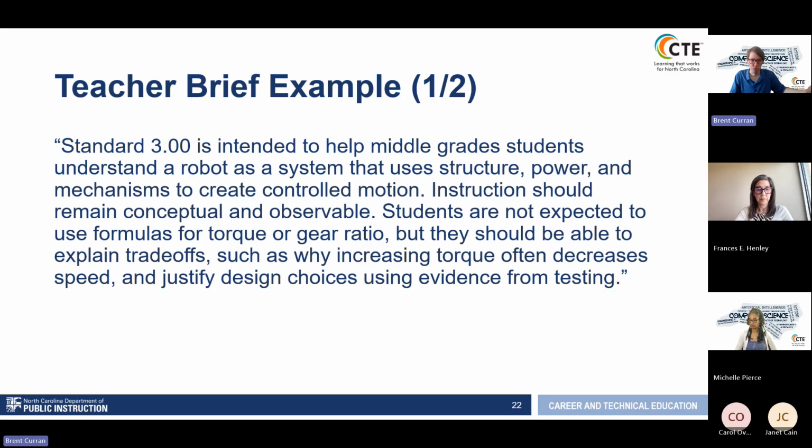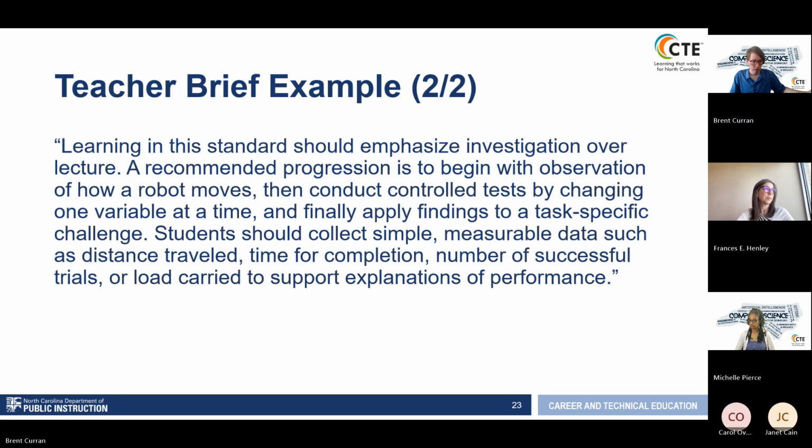Students are not expected to use formulas for torque and gear, but they should be able to explain the trade-offs, such as why does torque do this when I decrease this value? And then we also point out some best practices. So what should the teacher emphasize? What are some things that they should have the students collect and write down and put in their notebooks?